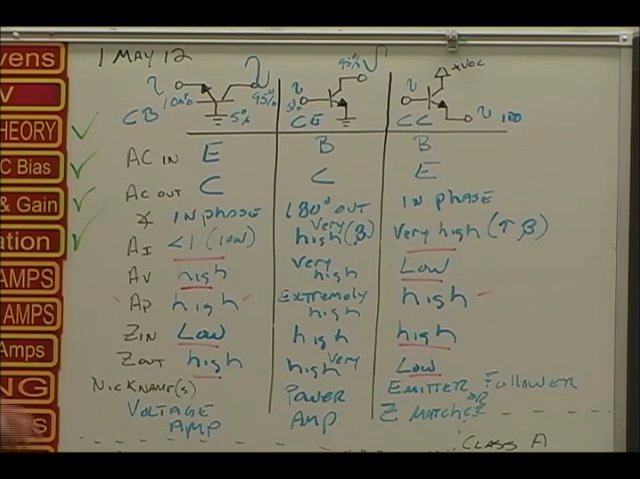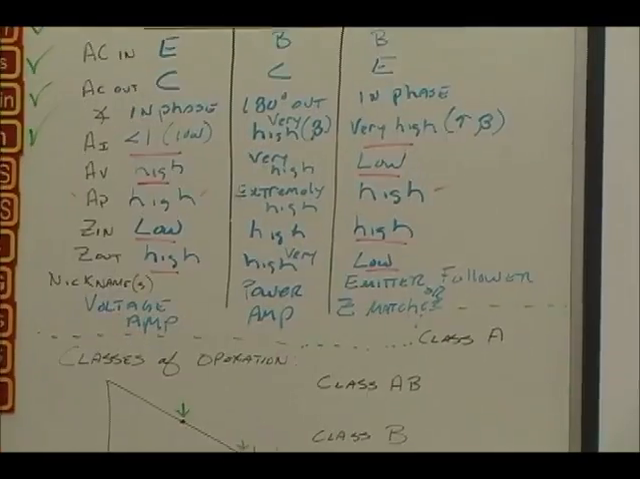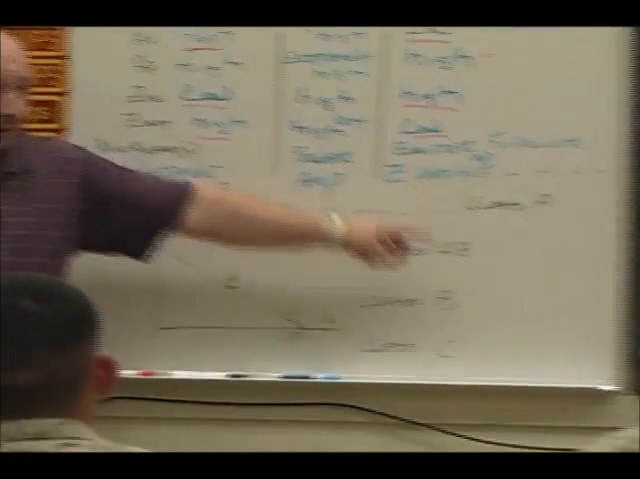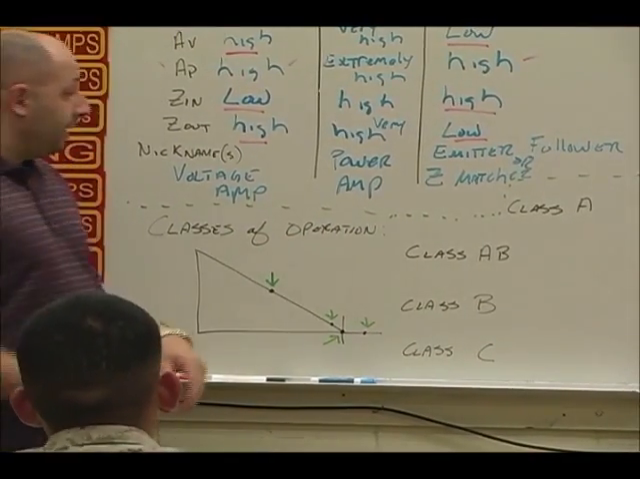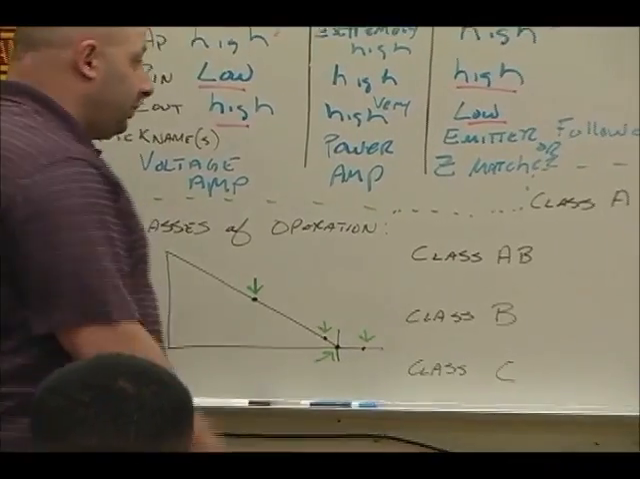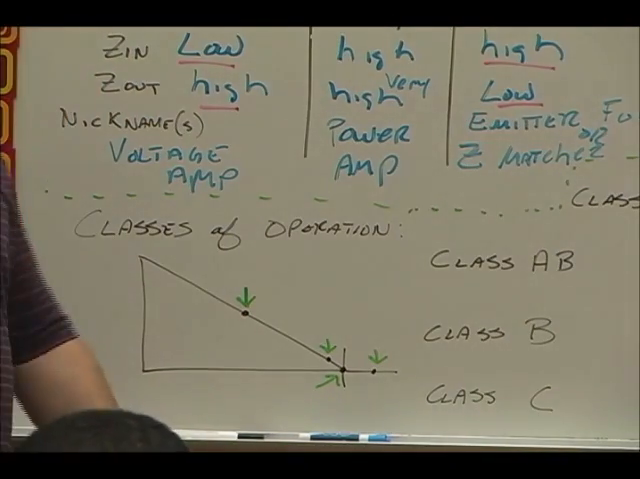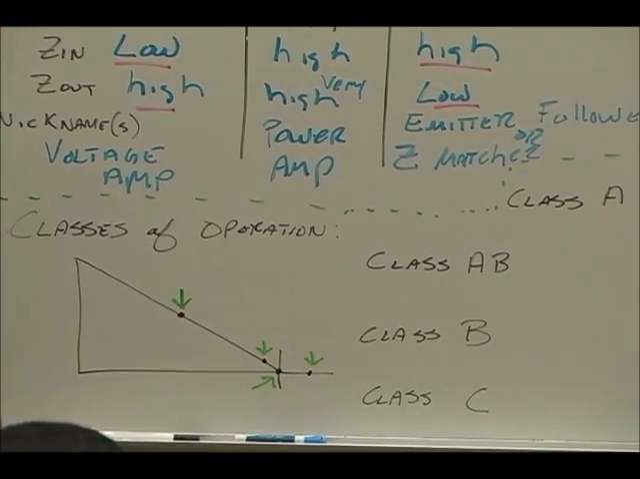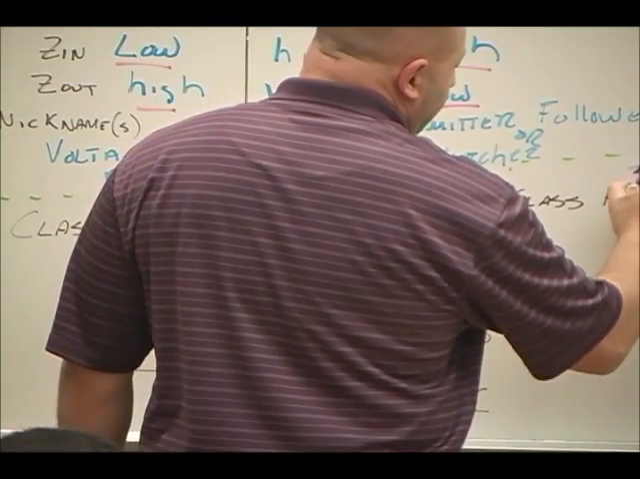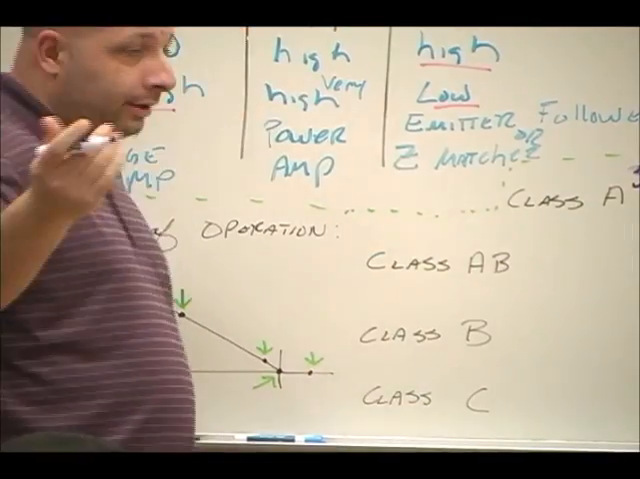The other part of this first one, basic classes of operation, we'll talk about that one more time. There are 4 classes of operation you have to know about. The first one is class A. This is for every 360-degree signal in. How would one describe a class A signal? Okay. So we got a 360-degree signal, the whole thing.